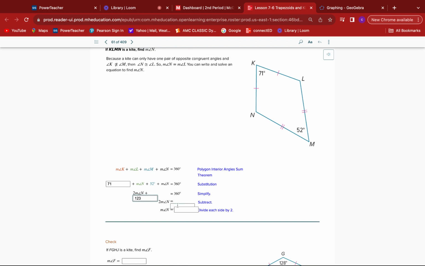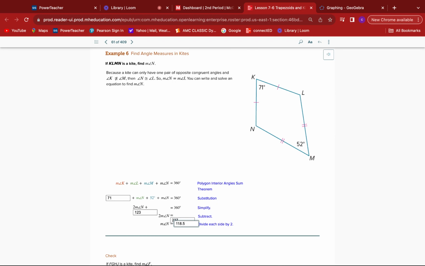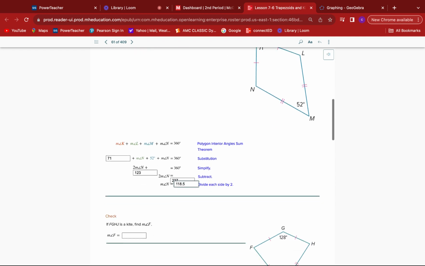And twice the measure of angle N. I love how they messed this up for you guys. 237. And then divide by 2 is 118.5. So it looks like the measure of angle N is 118.5, which is also the measure of angle L, 118.5. If you want a way to check this, ladies and gentlemen, substitute 118.5 for N, the same thing for angle L, and add them together to make sure you get 360. If you do, you did this right. If you do not get 360, something's wrong. Go back and try to figure out what you did wrong.